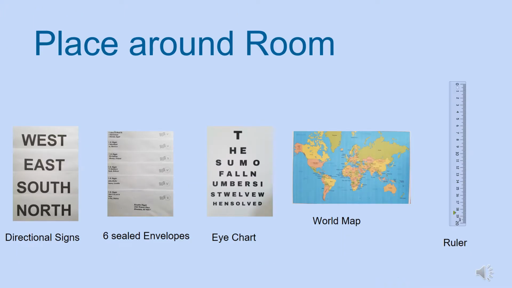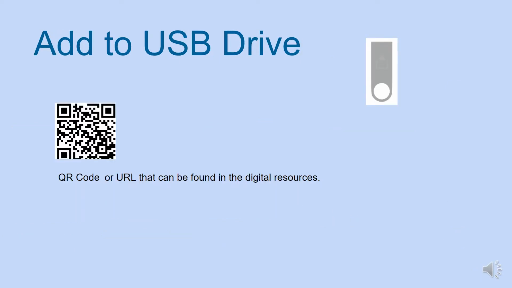The following items should be placed around your classroom. The directional signs can be printed and hung on the 4 walls. The 6 sealed envelopes should be hidden in various places around your classroom. The eye chart and the world map should be posted on the walls, and a ruler should be somehow accessible to your students.